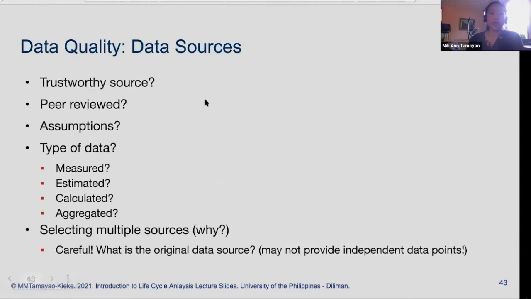Now, on data sources, again related to data quality, you have to ask whether the data source is trustworthy. Is it peer-reviewed? What are the assumptions? What type of data were used in the source? Were they measured? Were they estimated? Were they calculated? Were they aggregated? What can you say about the methods used in each of these? And then, if you are selecting multiple sources, why are you doing that? Is it because no one source is available for all the different parameters that you're looking at in your study?